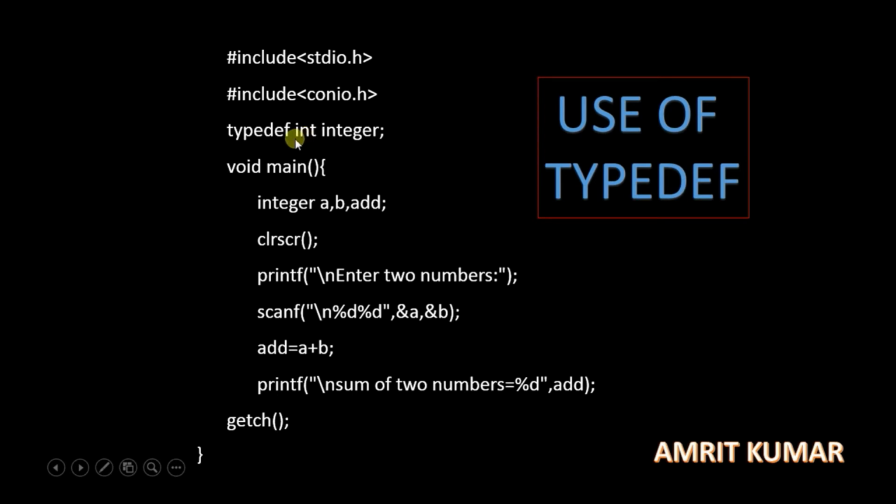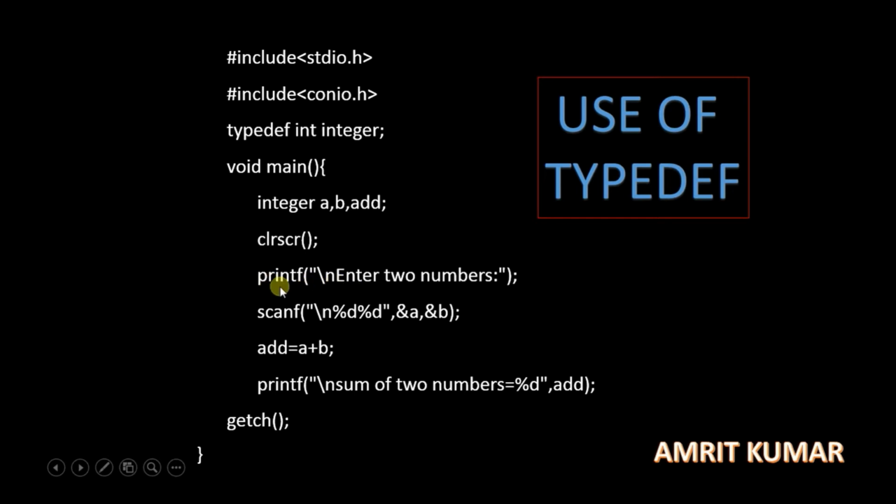Like integer here, you can also use float, double. So I am just using integer a, comma b, comma add. So I am declaring the three variables of integer data type. After then I am using the clrscr function here. It is used to clear the screen. After then I am printing some messages through the printf function.